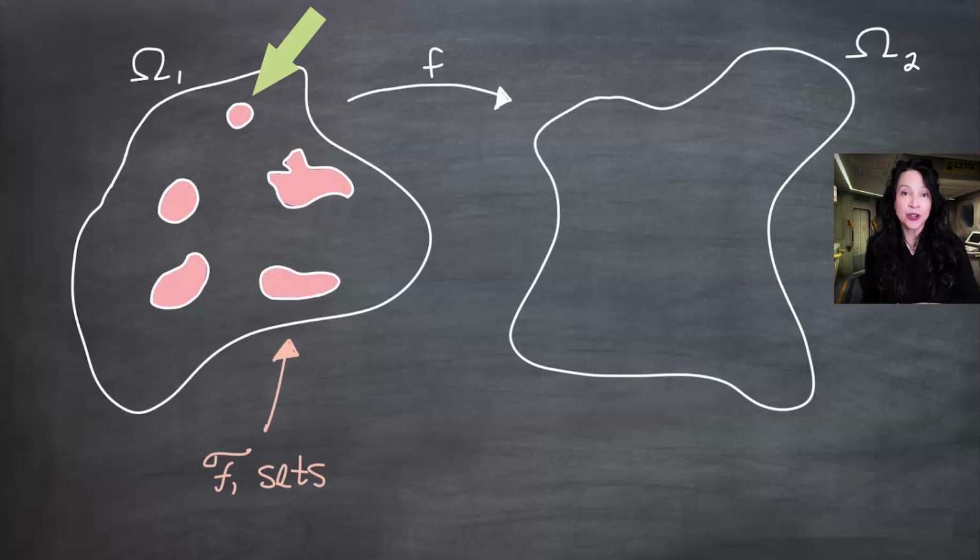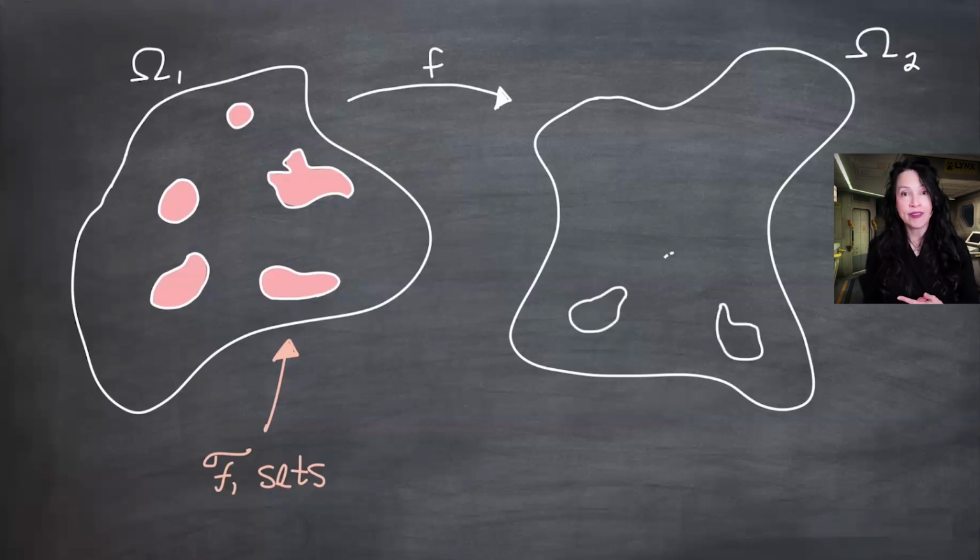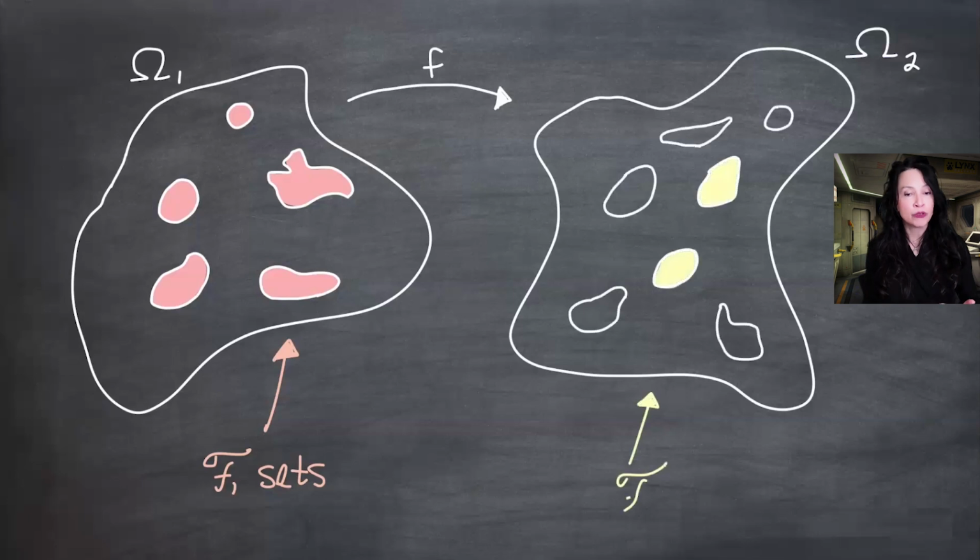Because if this is in curly F, then the complement in omega 1, which is everything outside of this particular set, should be there as well as the entire omega. And I clearly haven't shaded the entire omega. So these sets that I've shaded here are supposed to represent the sets in the sigma field curly F1, but it's not an accurate depiction by any means. So suppose in omega 2, we have a sigma field curly F2 represented by sets that maybe look like this.